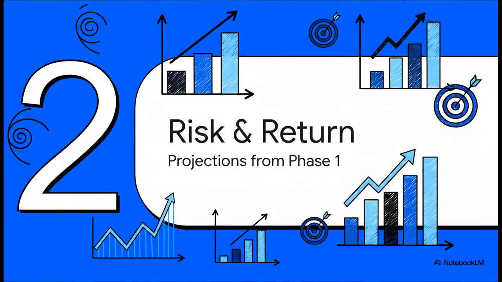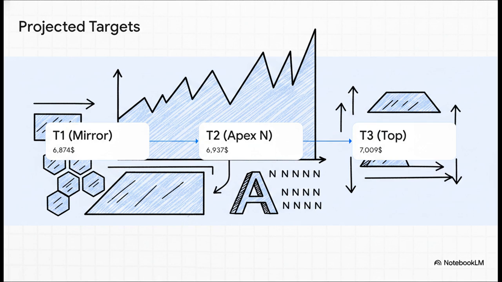Okay, so we've covered the setup and the risk side of the coin. Now let's flip it over and look at the potential upside. This next part of the plan details the predefined price targets for this cycle. So the plan laid out three very specific targets. First up, target 1 was the mirror level, sitting at 6,874. Next, target 2 was a key point called apex N, projected at 6,937. And the final target, T3, was the trapezoid top, all the way up at 7,009.